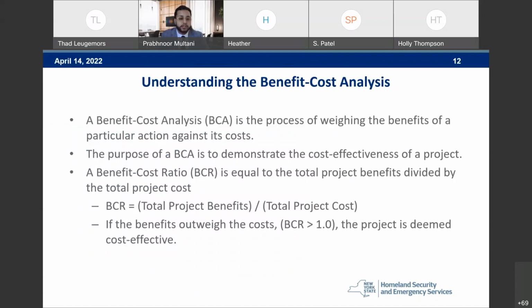Understanding the benefit cost analysis. A benefit cost analysis is the process of weighing the benefits of a particular action against its cost. The purpose of a BCA is to determine the cost effectiveness of a project. A benefit cost ratio, also known as a BCR, is equivalent to total project benefits divided by total project cost. If the benefits outweigh the costs, the BCR will be greater than 1. That means the project is deemed cost effective in FEMA's eyes. Next slide, please.